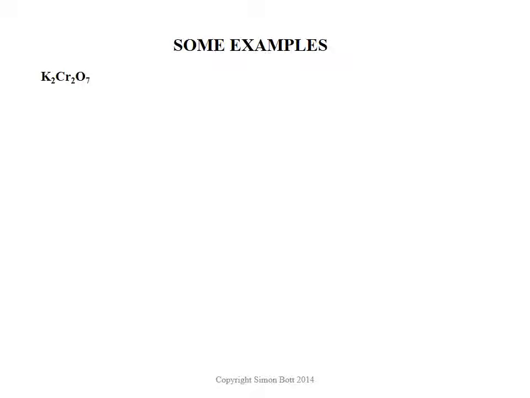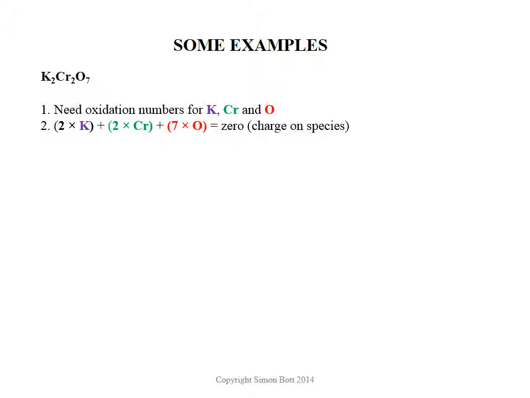Another one. K2Cr2O7, potassium dichromate. Well, we're going to need oxidation numbers for the K, for the chromium, and for the oxygen. And then, of course, the total oxidation number has to equal the charge. Well, potassium dichromate overall has no overall charge, right? So 0. And we've got 2 potassiums, 2 chromiums, and 7 oxygens in there. 3 unknowns, so now we have to move on with the next step. Well, the first deal, do we have an alkali metal?